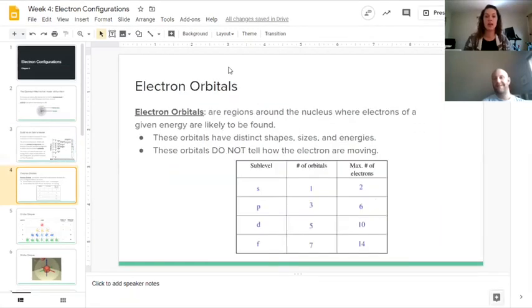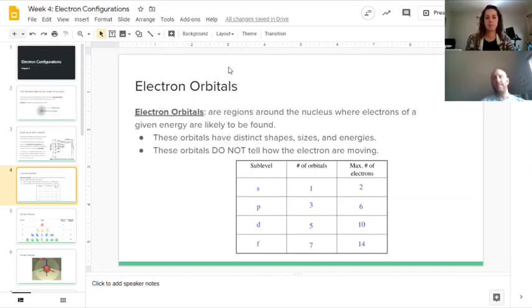The next vocab word is the electron orbital. This is different from the term orbit that you would use in the Bohr model. The term orbital basically means the region around the nucleus where electrons are most likely to be found. Okay, so this is the final piece of the puzzle.